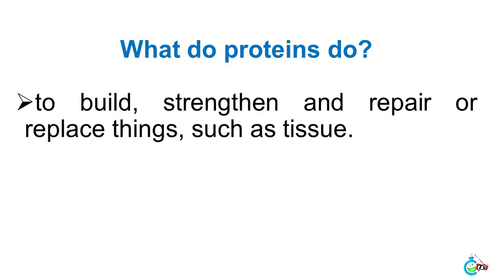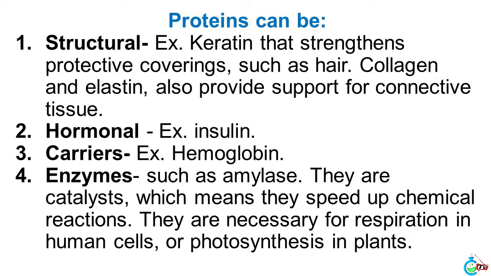What do proteins do? To build, strengthen, and repair or replace things, such as tissue. Proteins can be structural, for example keratin that strengthens protective coverings, such as hair. Collagen and elastin also provide support for connective tissue. Hormonal, for example insulin. Carriers, for example hemoglobin. Enzymes, such as amylase.